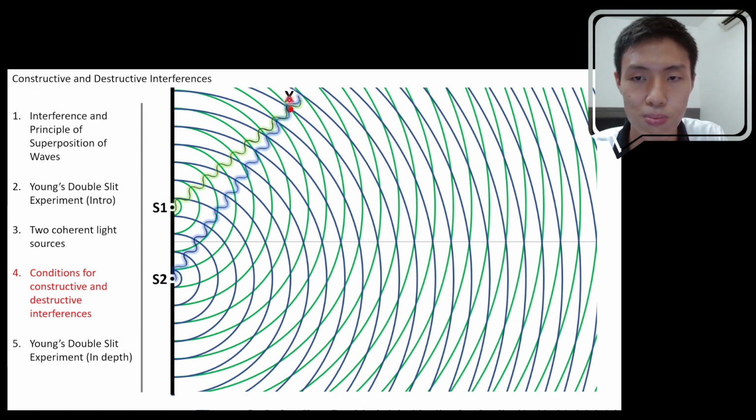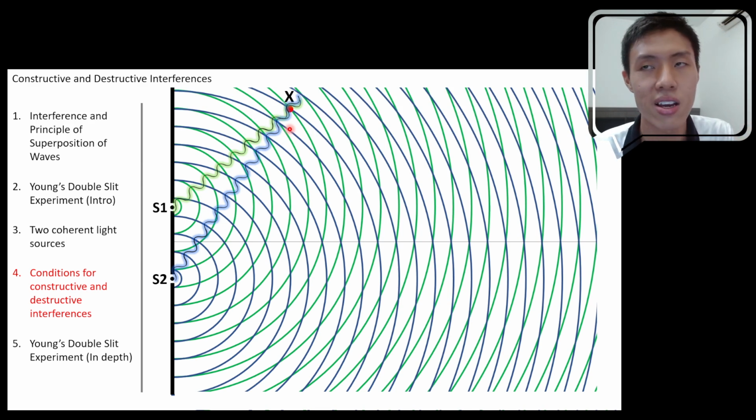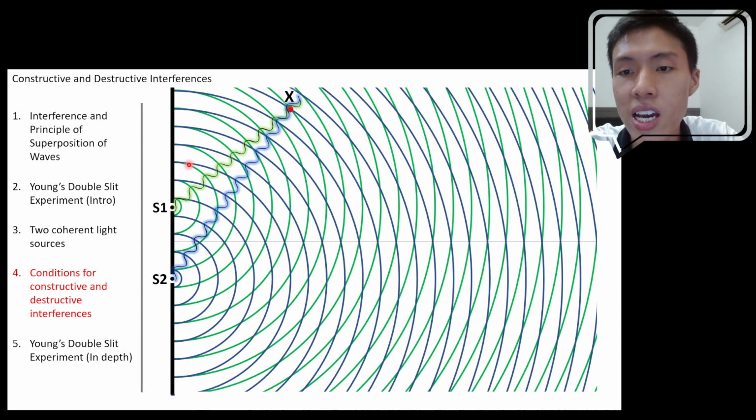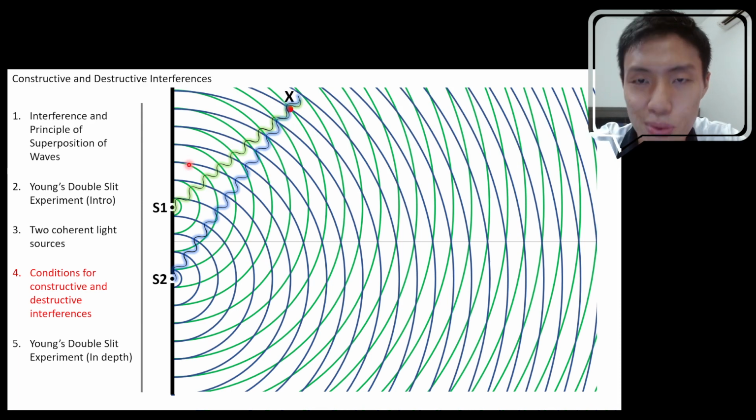Okay, to keep it simple, I'm going to pull out this light wave over here. What I'm going to determine here is what's the difference in the length between this green path and this blue path over here. What's the difference in their path length, or you can call it length difference, or you can call it path difference. Okay, so it's a counting game right now. So let's count with me.